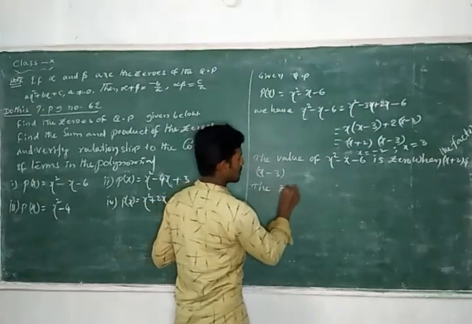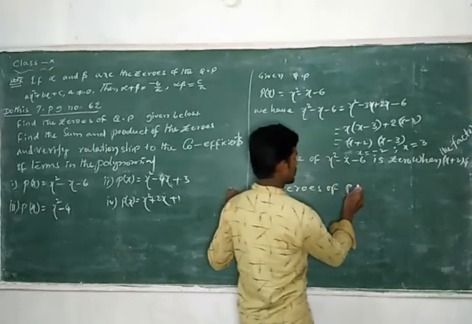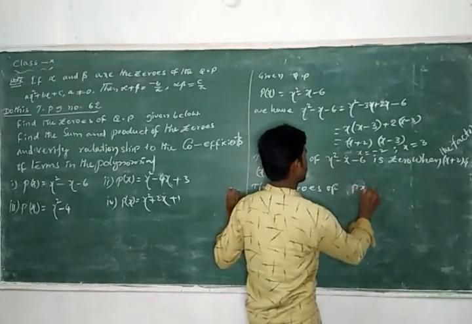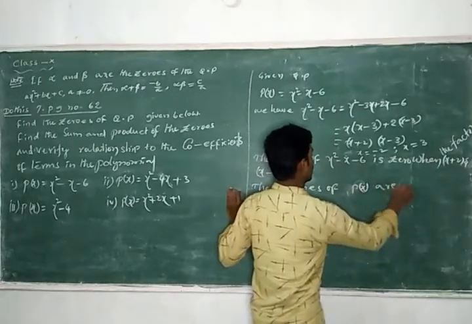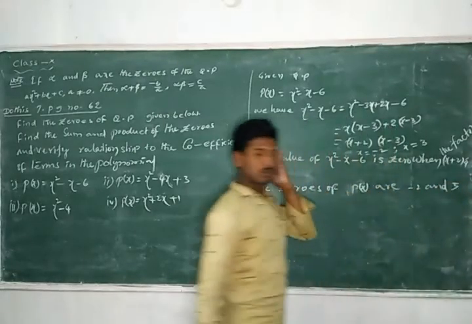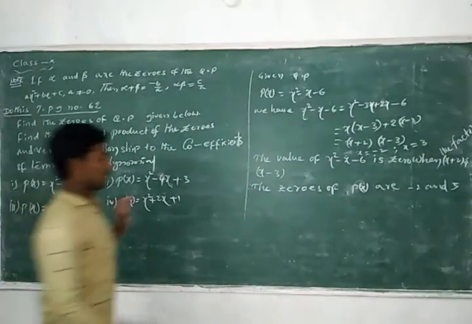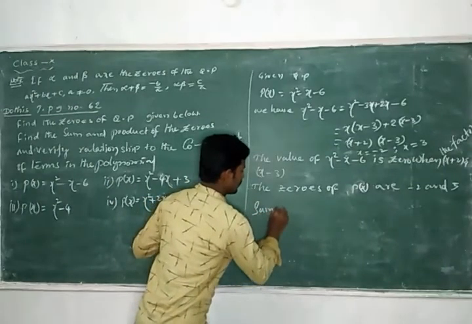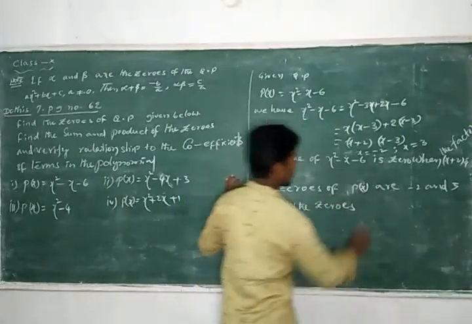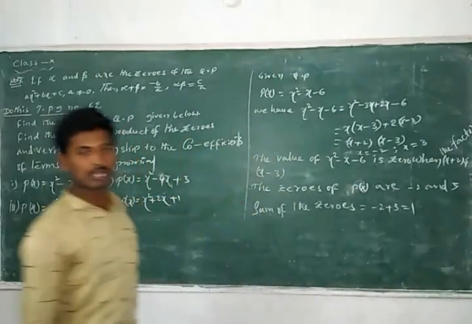Therefore the zeros of the polynomial p of x are minus 2 and 3. Now we need to find the sum of the zeros. What is the sum of the zeros? Minus 2 plus 3 is equal to 1.